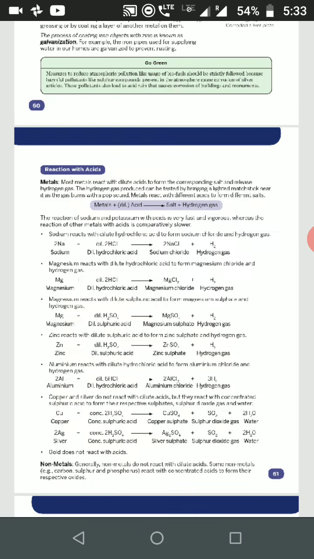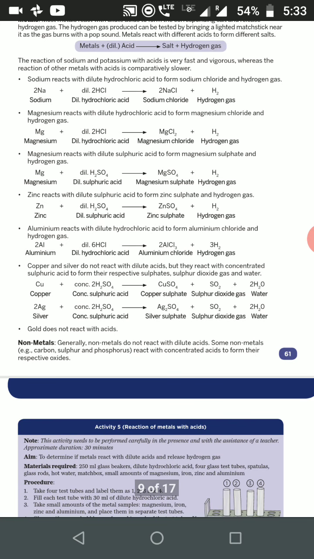They require the highly concentrated acids. And gold is a noble metal which reacts neither with the concentrated acids nor with the dilute acids. Next, non-metals. Generally, non-metals do not react with the dilute acid, but some non-metals like carbon, sulfur and phosphorus react with the concentrated acid to form their oxides.